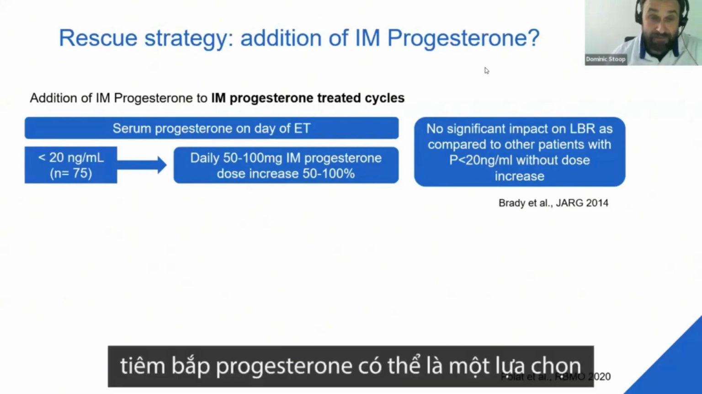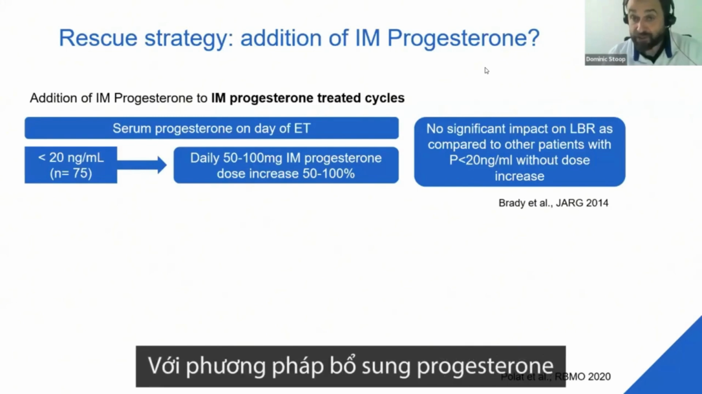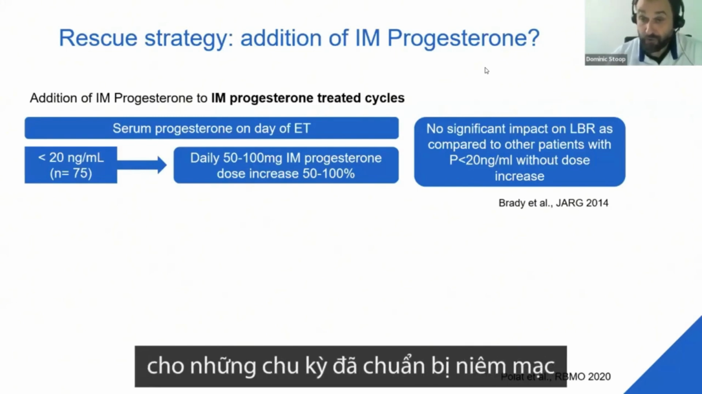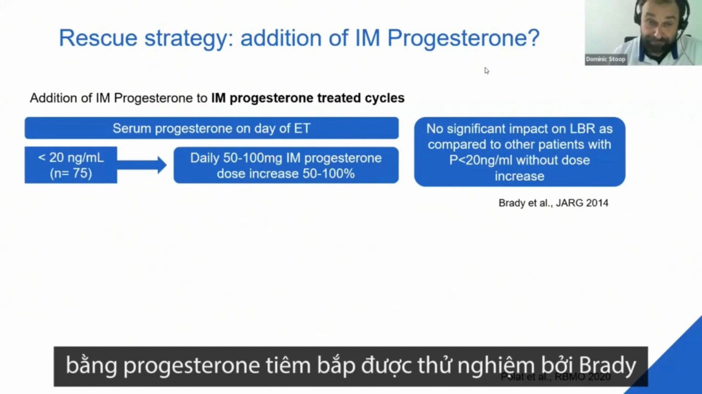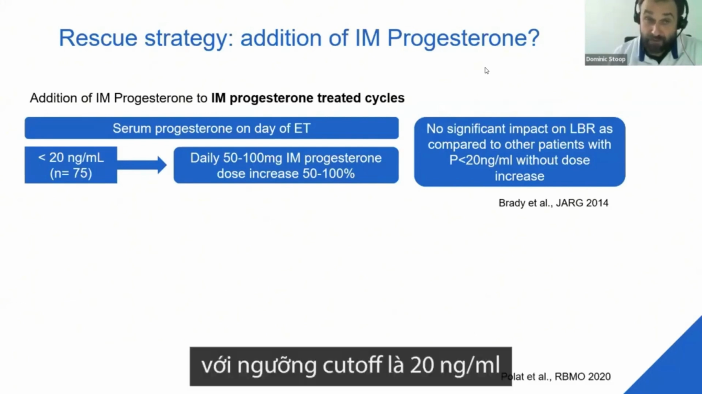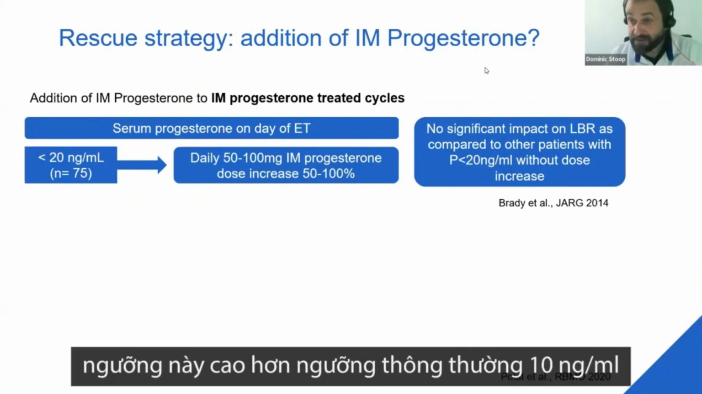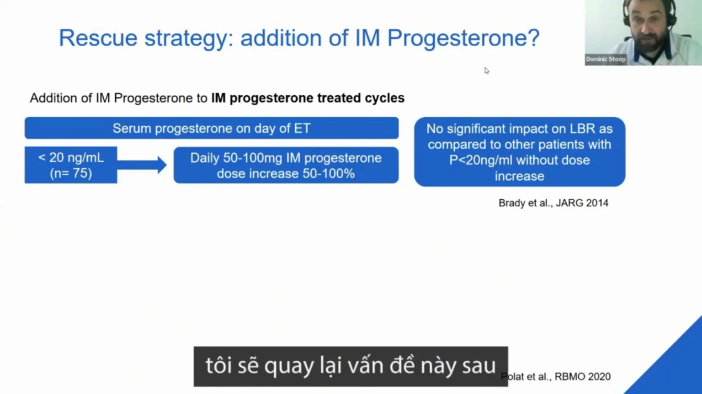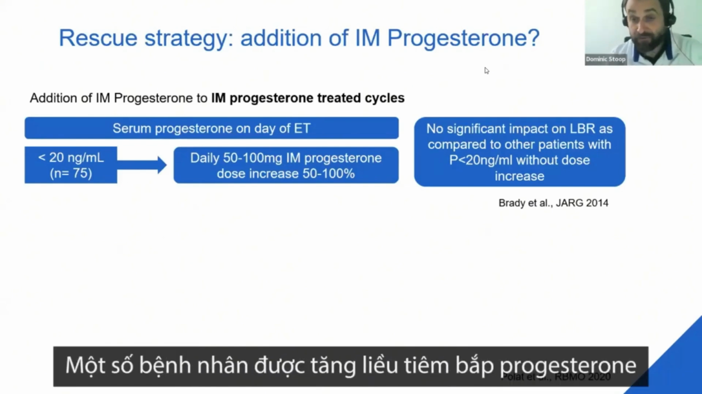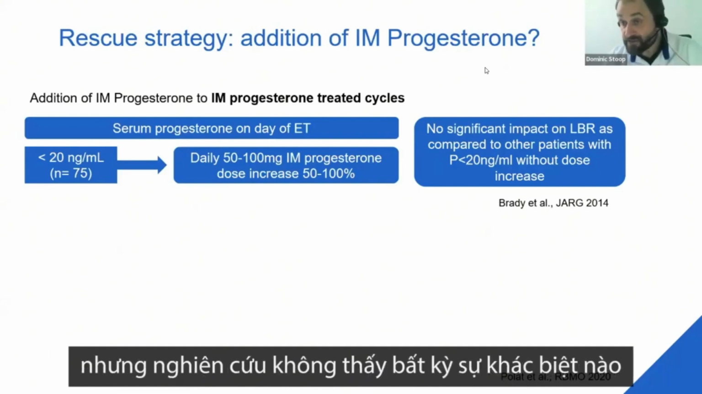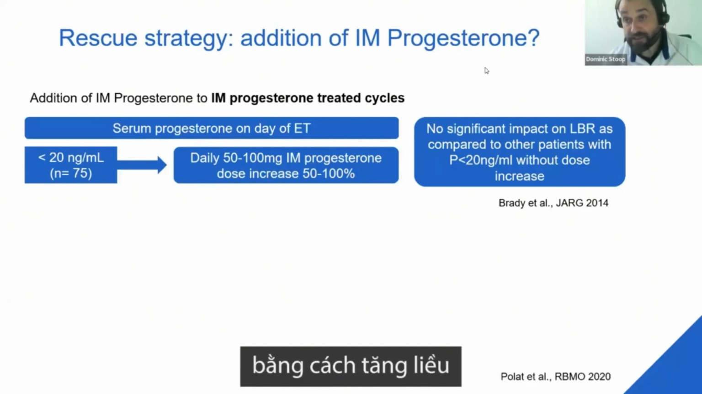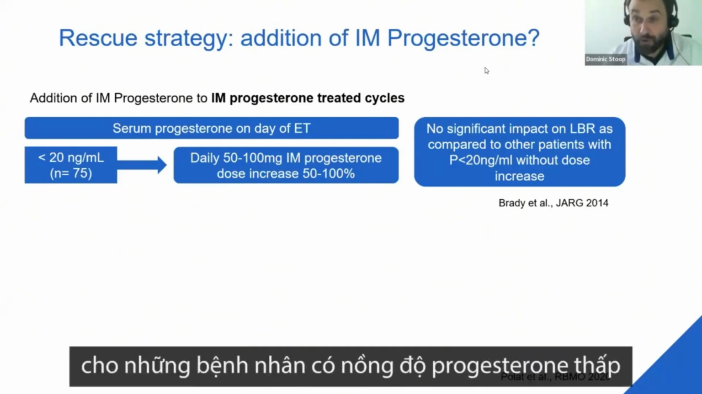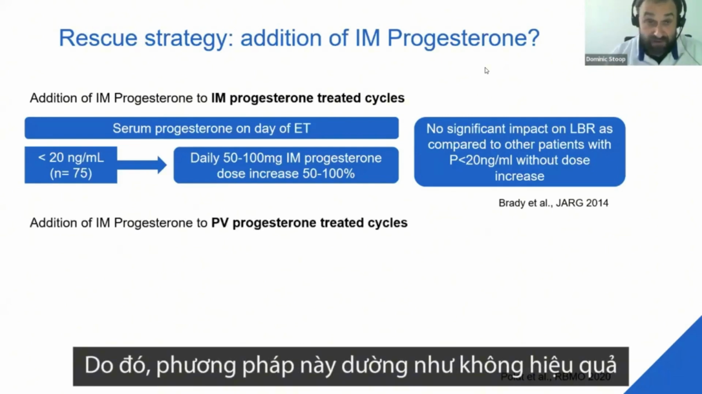For instance, the administration of additional IM progesterone could be an option in addition to an already IM progesterone protocol, which was tested by Brady. The cutoff here was 20 nanograms per ml, which is higher than the classical 10 nanograms per ml seen in vaginal progesterone administration, but I'll come back to that. Here it's a higher threshold. People were given more IM progesterone, but that study did not see any difference in the outcome by increasing IM progesterone for those with a low progesterone level. So that doesn't seem to be efficient.